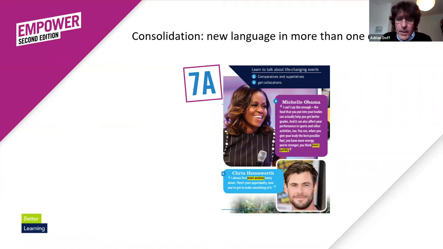This is from Empower, B1 level of Empower, where I'd just like to give you an outline of the way the lessons develop in the unit and show you how language is reintroduced. So as you may know, if you're familiar with Empower, every unit has a series of four lessons. There's four main lessons, A, B, C, and D. And this is a unit from the B1 level.